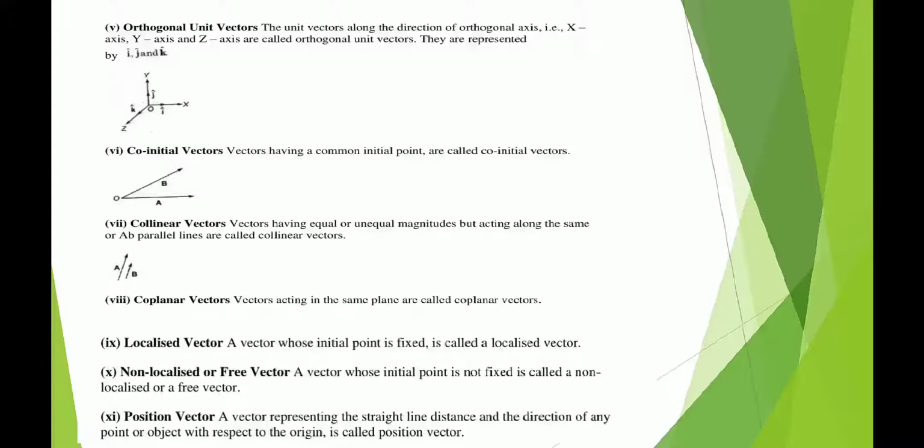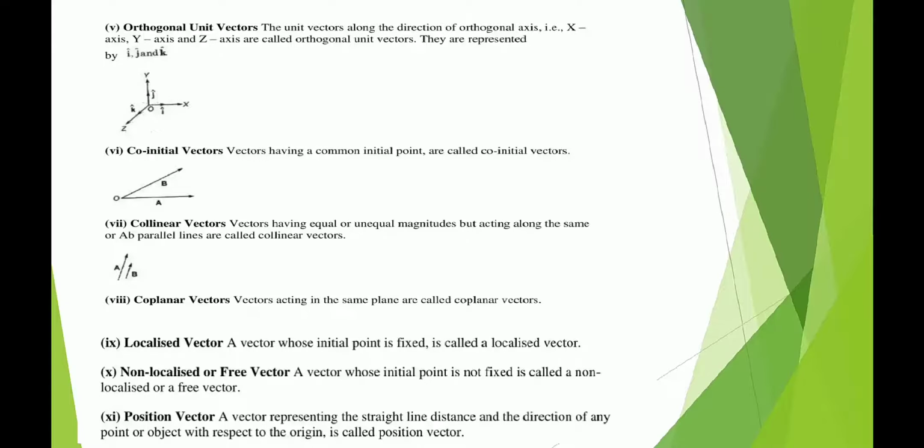Collinear vectors. Vectors having equal or unequal magnitude but acting along the same or parallel lines are called collinear vectors. Coplanar vectors: vectors acting in the same plane are called coplanar vectors. Localized vector: a vector whose initial point is fixed is called a localized vector. Non-localized or free vectors: vectors whose initial point is not fixed are called non-localized or free vectors.